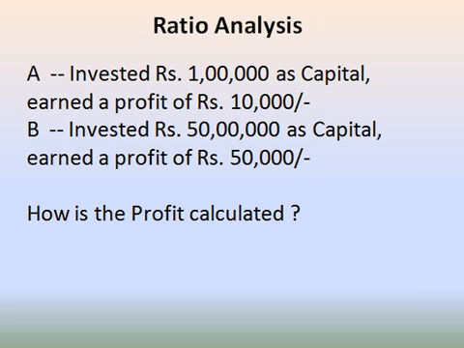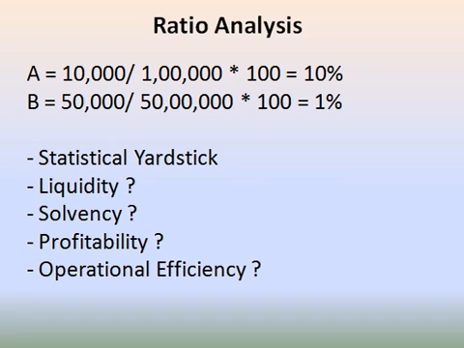If you go to the next slide along with me, you will understand that all we have to do is take the profit as the numerator, divide it by the initial capital, and multiply by 100. So we take 10,000 rupees divided by 1 lakh, multiplied by 100, which gives us 10% profit that A has achieved. If you take B, how much profit has B attained? We take the profit that B has earned, which is 50,000 rupees, divided by 50 lakhs, and then multiply that by 100. So basically, we're talking about 1%.